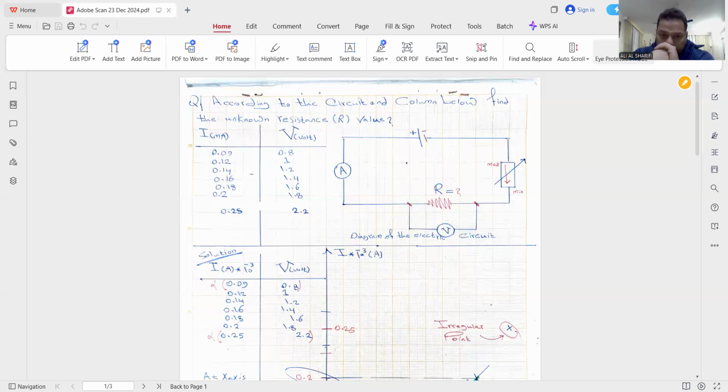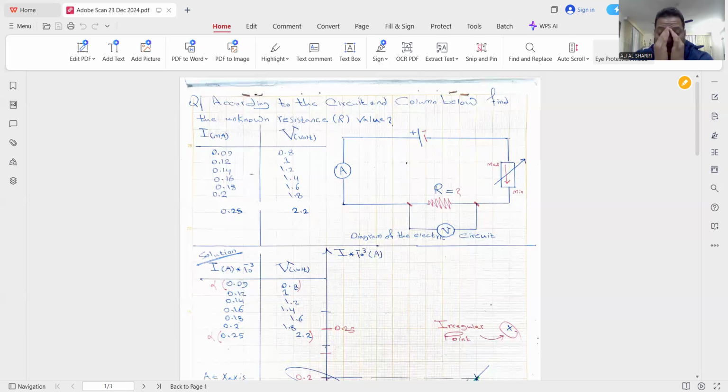According to this column, we must take a look at the units. It's important. According to Ohm's law, resistance equals potential difference divided by current. That means 1 ohm equals 1 volt divided by ampere.